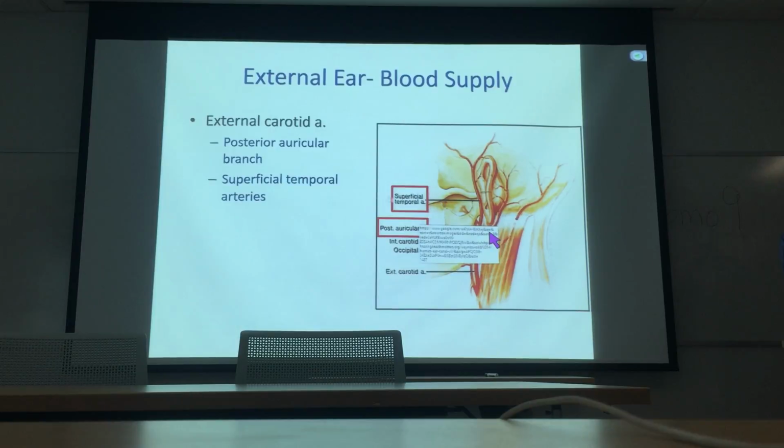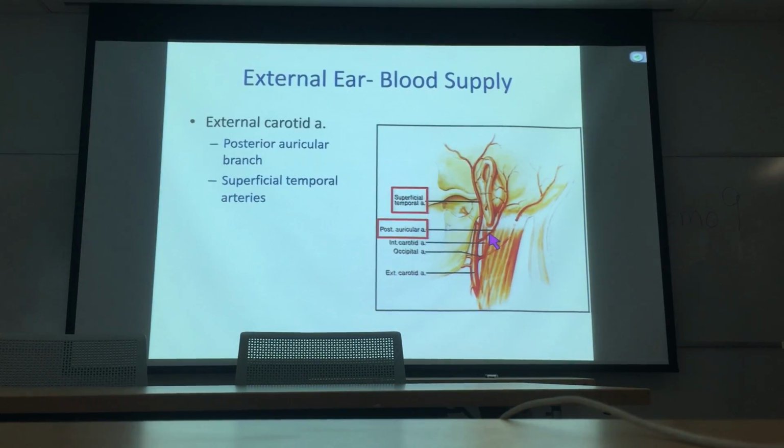Blood supply to the external ear is going to be primarily the posterior auricular branch that comes off the external carotid. Superficial temporal will give a little bit of blood supply as well. So those two are the primary blood supplies to the external ear.